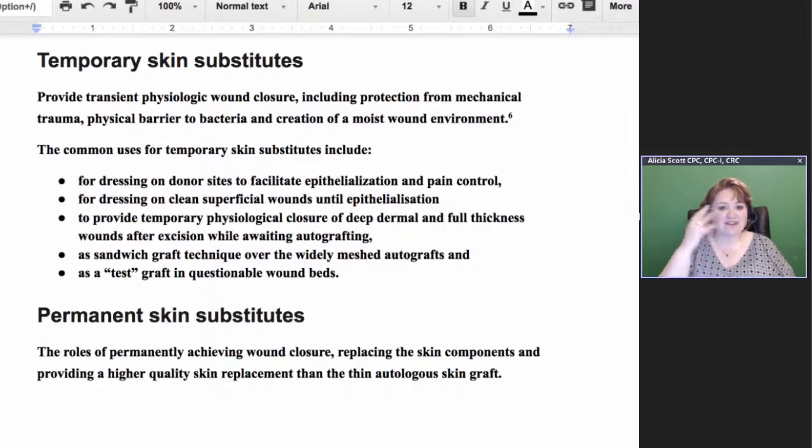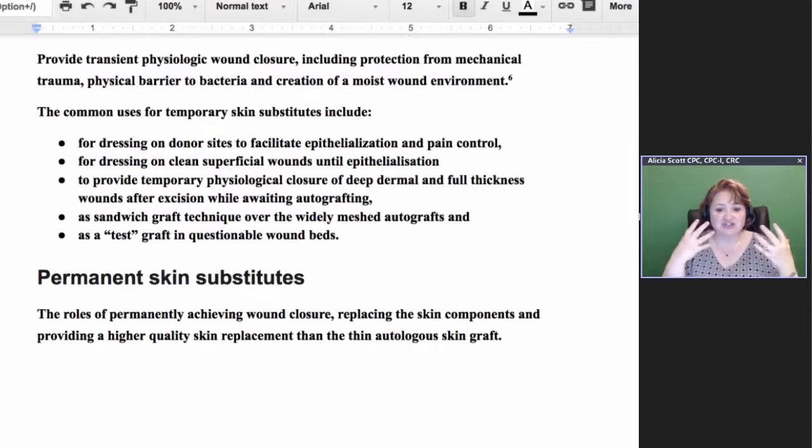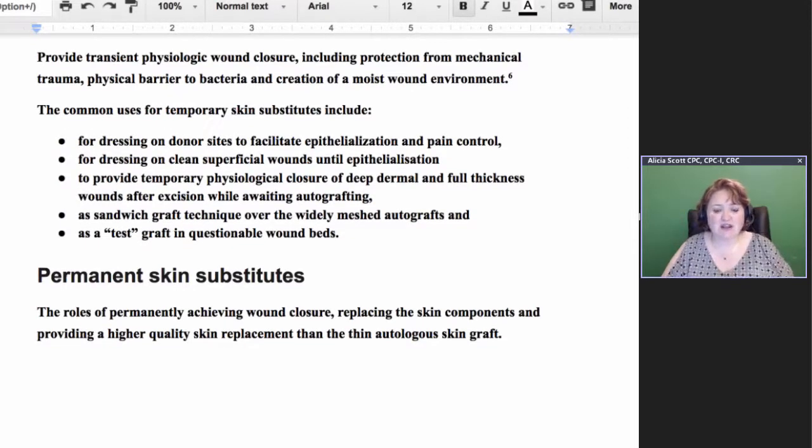So that's important, and these temporary skins can do this. Uses for temporary skin: dressing for the donor site, clean superficial wounds, and providing a temporary cover, again, just so the wound doesn't look so yucky. I guess that's not a good way to say it, but think about the different wounds, especially ulcers and burns. I thought this one was interesting: sandwich graft technique over the widely meshed autografts, okay, and as a test graft for wound beds.